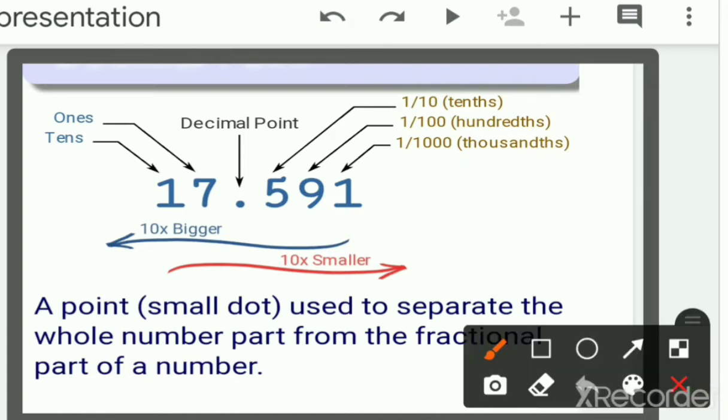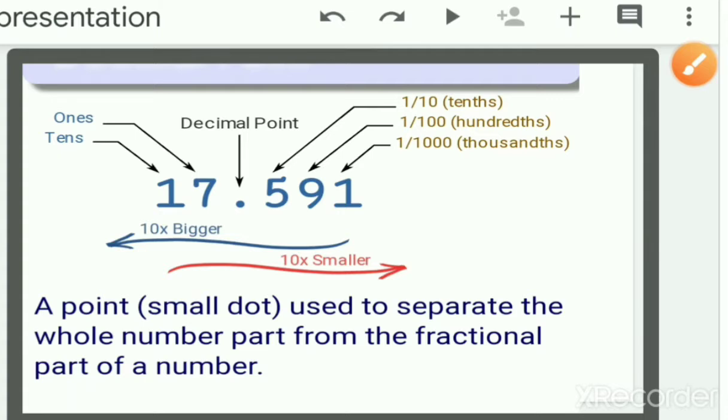So a point, or you can say a small dot, is used to separate the whole number part from the fractional part of a number. So decimal is used to represent the fraction in the decimal form. It is used to separate the whole number from the fractional part.